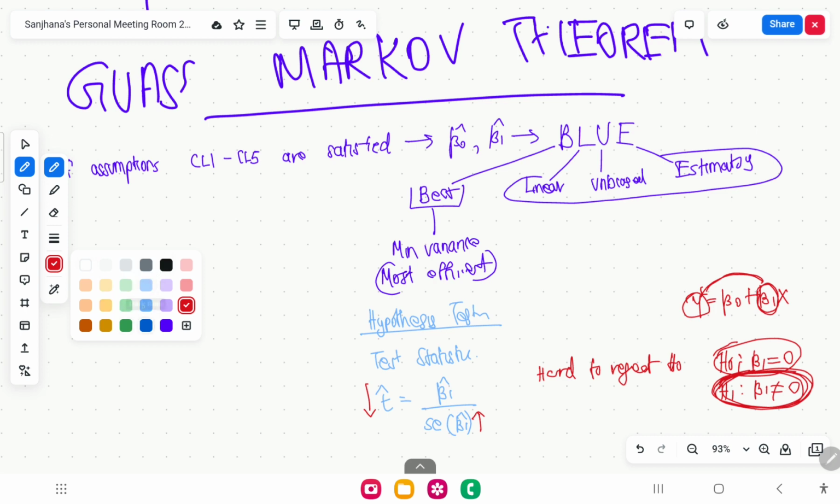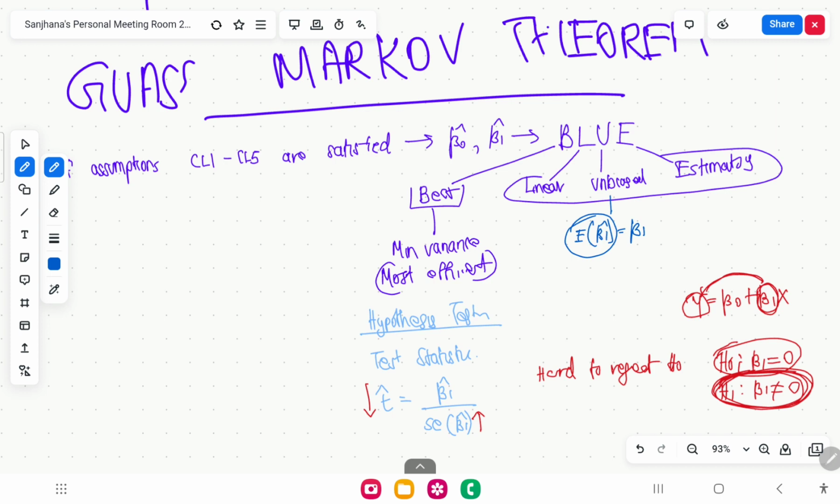Unbiased means, guys, that the expectation of beta 1 should be equal to beta 1. What does this mean? The expectation, that is the mean of the sample beta 1 which we get. Now you all might wonder, what is this? We only get one value for beta 1, then how come we get the mean of this beta 1?